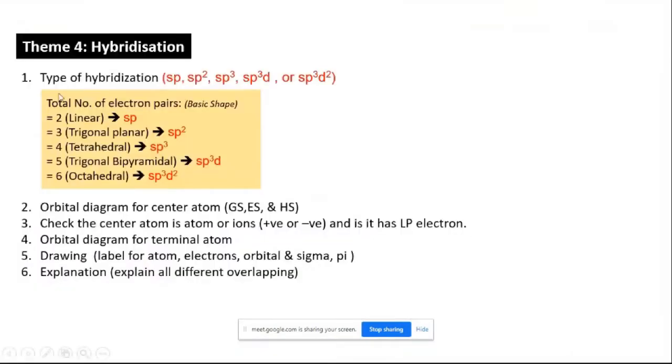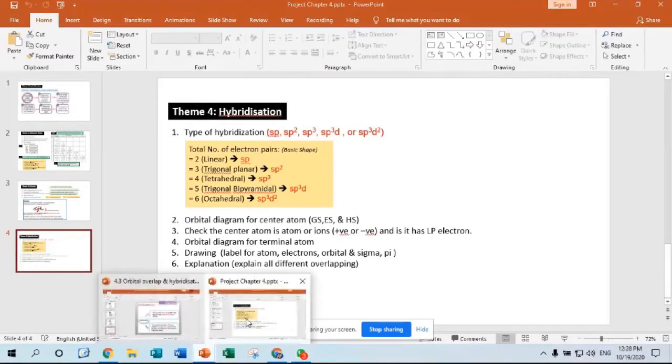As I said before, right? Type of hybridization, there are 1, 2, 3, 4, 5. If linear, sp. Trigonal planar, sp2. Tetrahedral, sp3. Trigonal bipyramidal, sp3d. Octahedral, sp3d2. This one is according to the basic shape. So with this concept, it is easier for us to go in here.